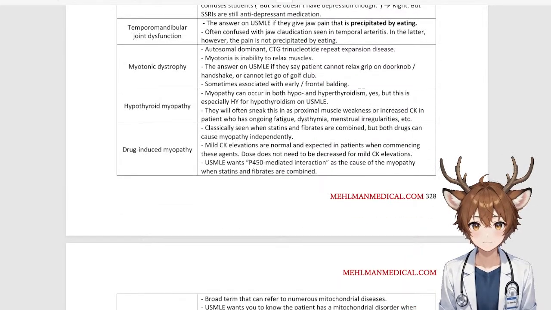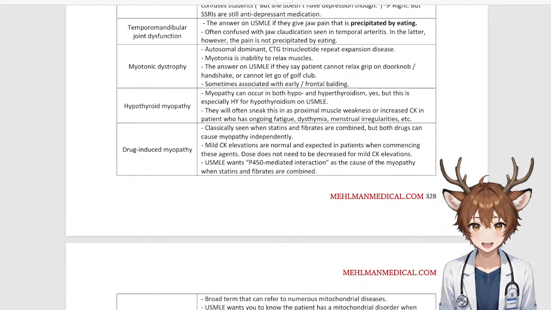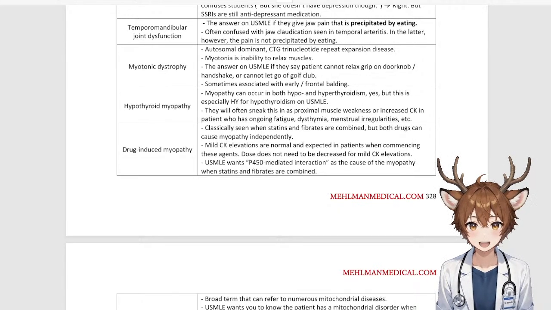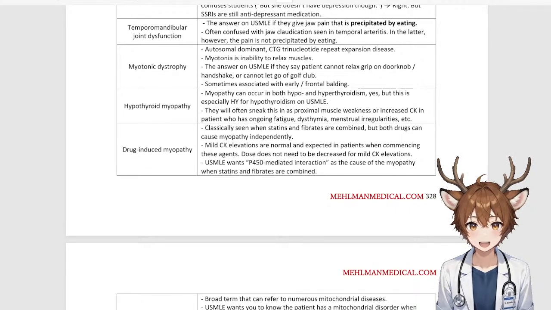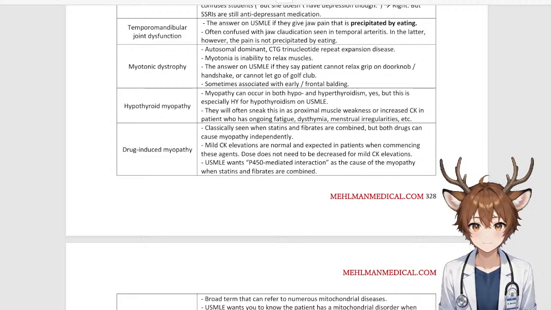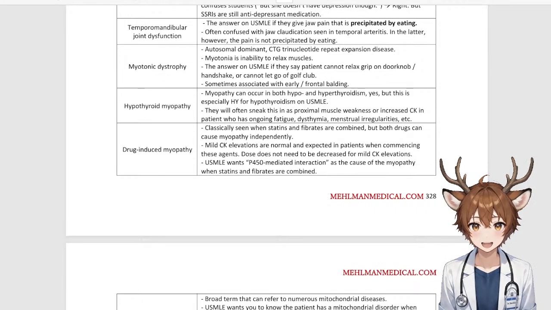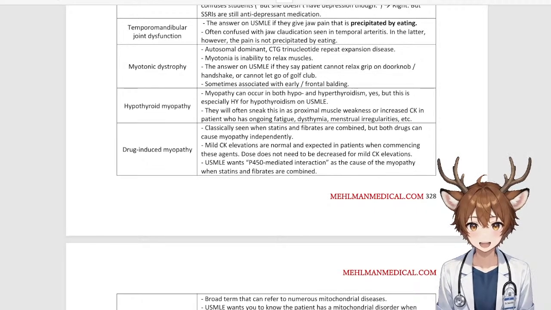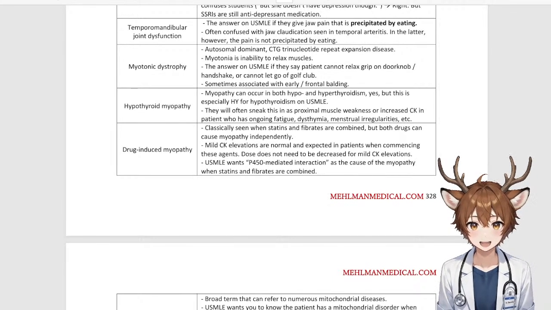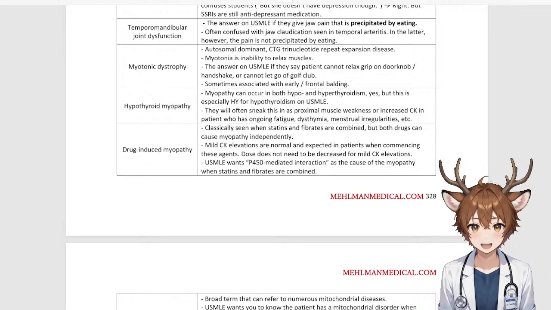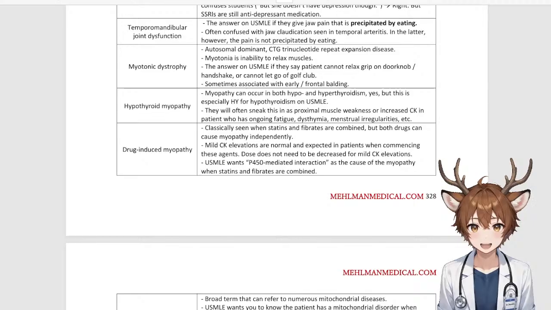Hypothyroid myopathy. Myopathy can occur in both hypo and hyperthyroidism, but this is especially high yield for hypothyroidism on USMLE. They will often sneak this in as proximal muscle weakness or increased CK in a patient who has ongoing fatigue, dyspnea, and menstrual irregularities, etc. What about drug-induced myopathy? Classically seen when statins and fibrates are combined, but both drugs can cause myopathy independently. Mild CK elevations are normal and expected in patients when commencing these agents. Dose does not need to be decreased for mild CK elevations. USMLE wants P450 mediated interaction as a cause of the myopathy when statins and fibrates are combined.